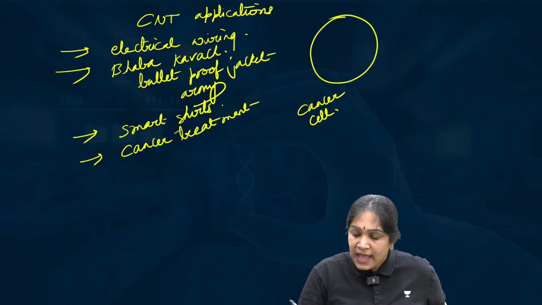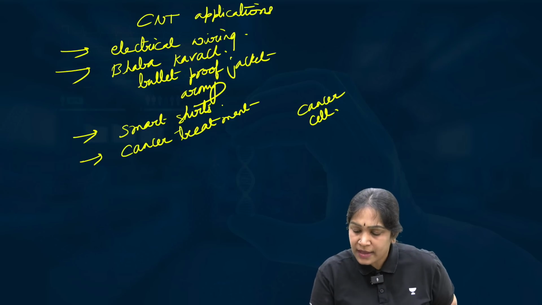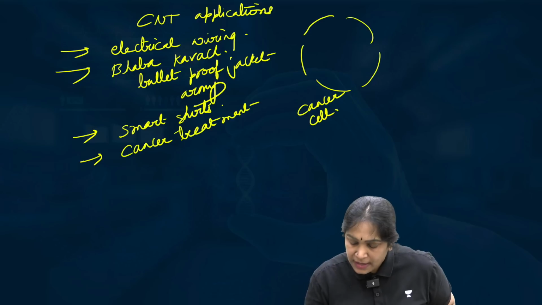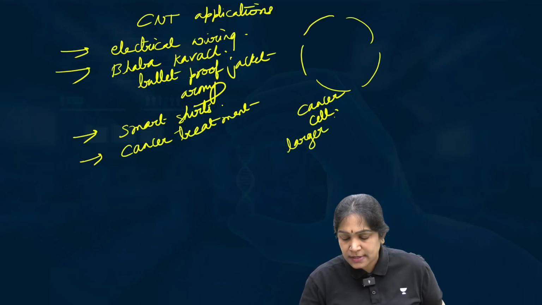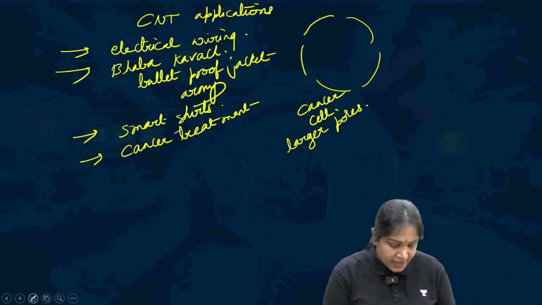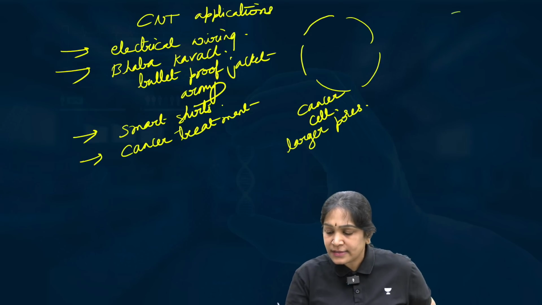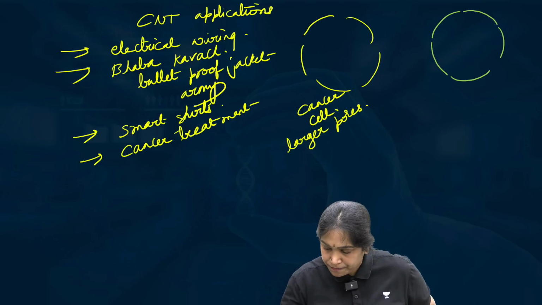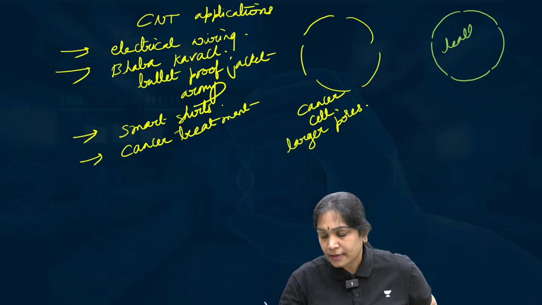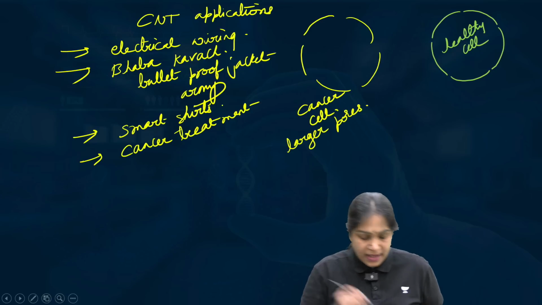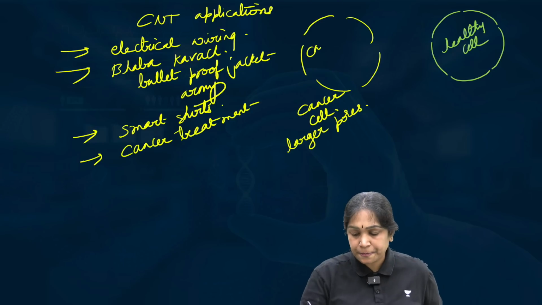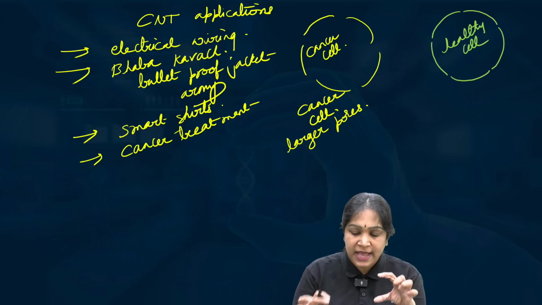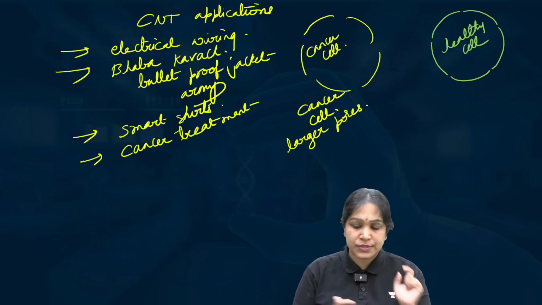Now, the cancer cells will have kind of larger pores, and then you can assume that this is a healthy cell. Healthy cell, and this is a cancer cell. Which cell is having bigger pores, meaning holes? Cancer cell is having bigger pores.